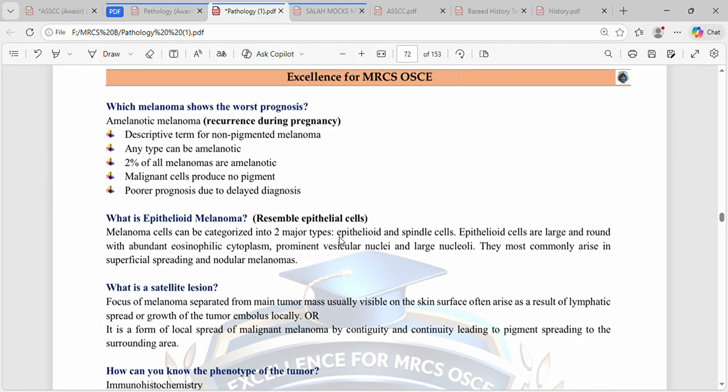Which melanoma shows the worst prognosis? Amelanotic melanoma, with recurrence during pregnancy. So amelanotic melanoma shows the worst prognosis. It is a descriptive term for non-pigmented melanoma. Any type can be amelanotic. 2% of all melanomas are amelanotic. The malignant cells produce no pigment. Poorer prognosis is due to delayed diagnosis.